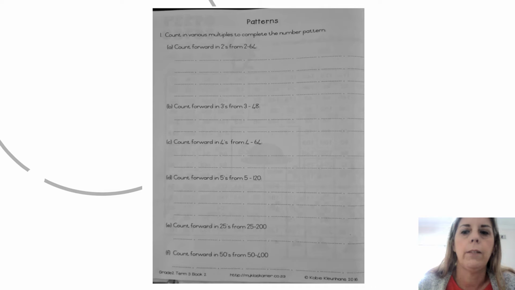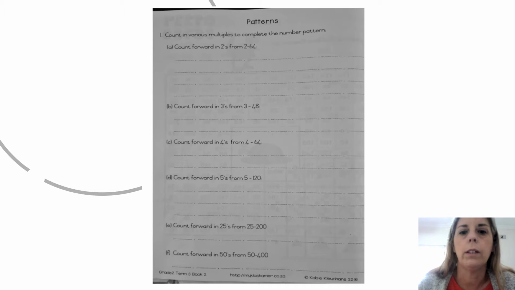Alright, here you can see the first page. It says count in various multiples to complete the number pattern. The first pattern says count forward in 2s from 2 to 64. You have the counting in 2s charts in your files, in your bag, so you can use that to help you count in 2s if you can't remember.